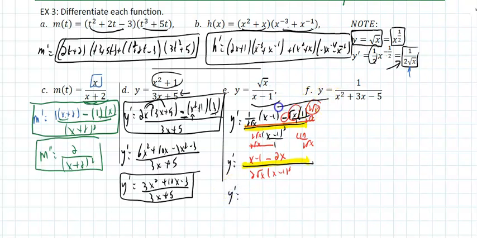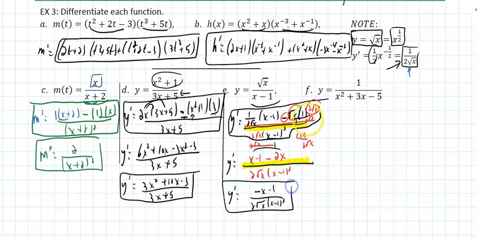Again, on a test, this is all I want. This will be negative x minus 1 over twice radical x into x minus 1 squared. So the quotient rule, something to really get out of the way.